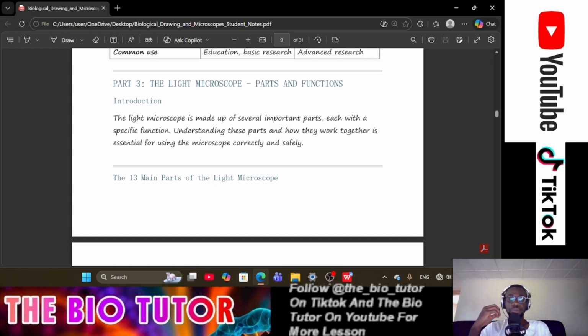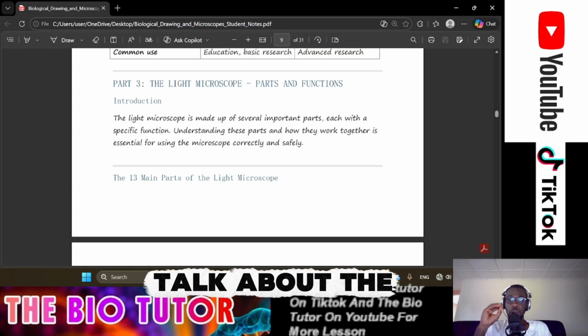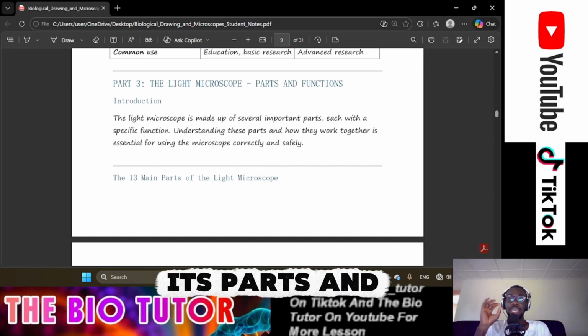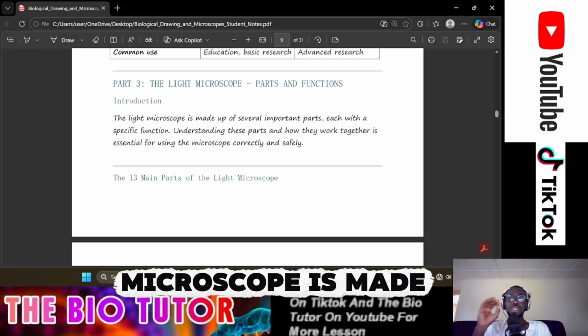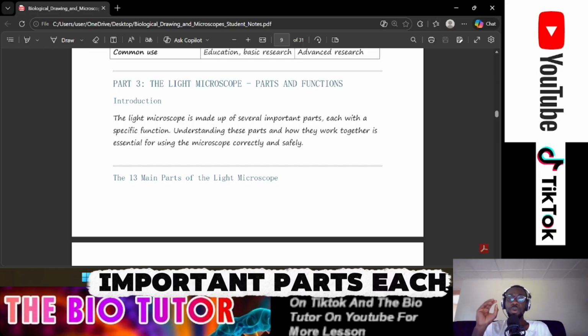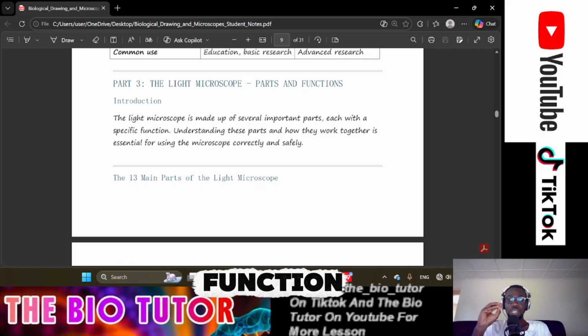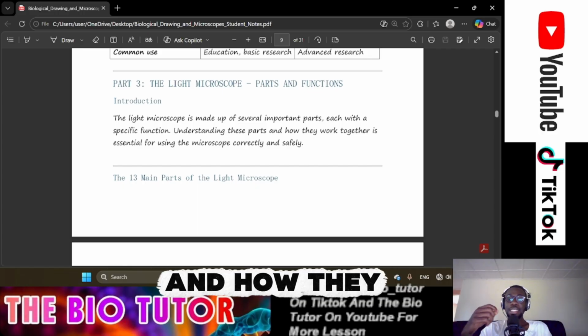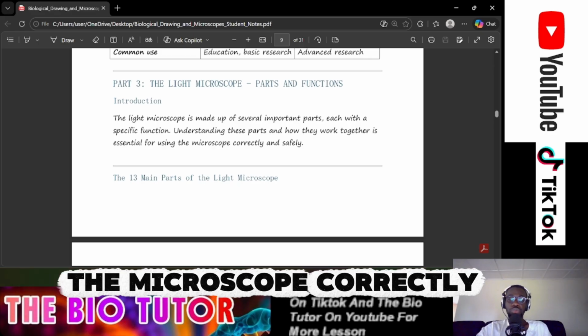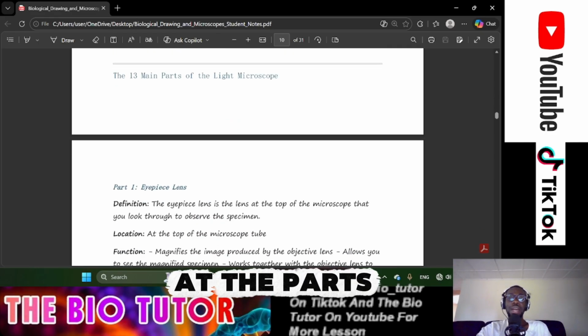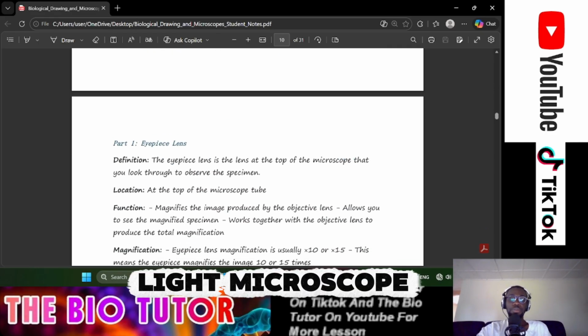Let's move on. Now we are going to talk about the light microscope, its parts, and their functions. The light microscope is made up of several important parts, each with a specific function. Understanding these parts and how they work together is essential for using the microscope correctly and safely. So let's look at the parts of the light microscope.